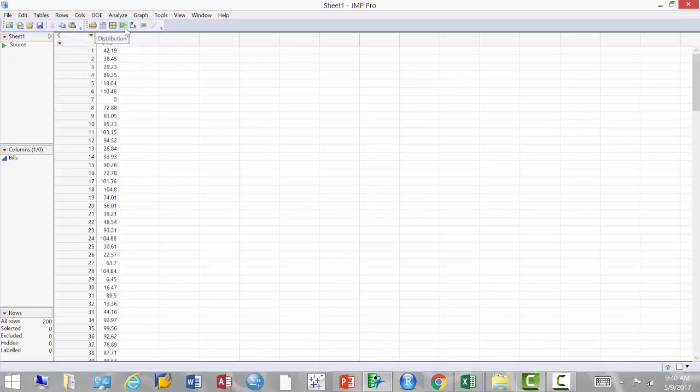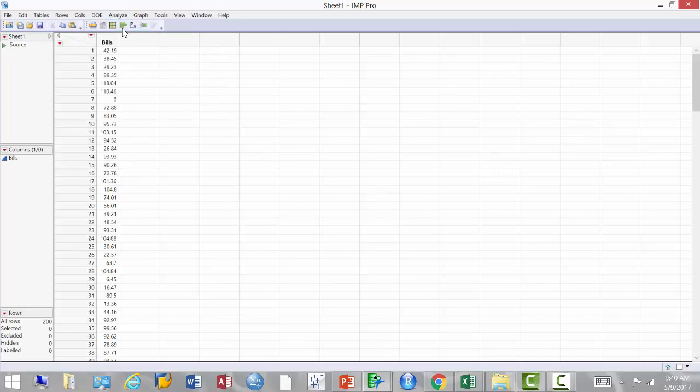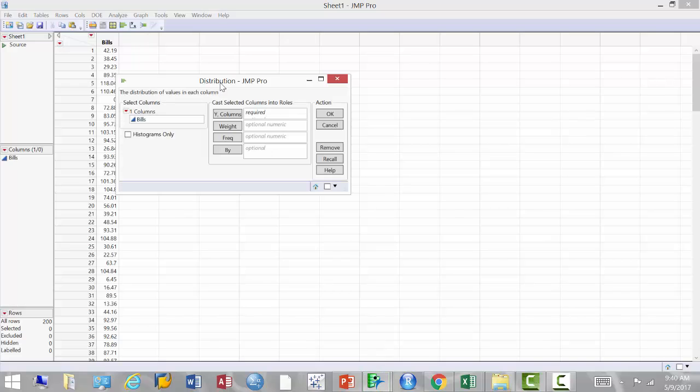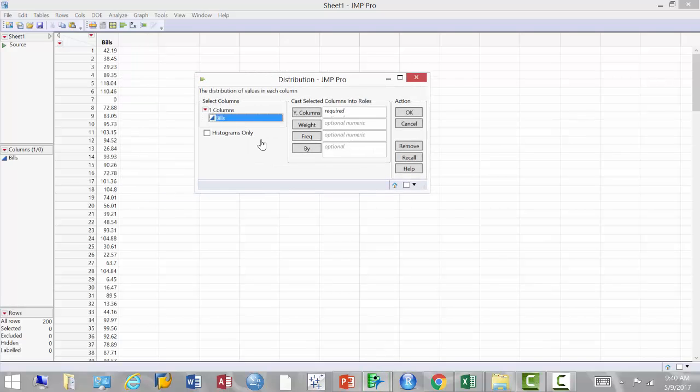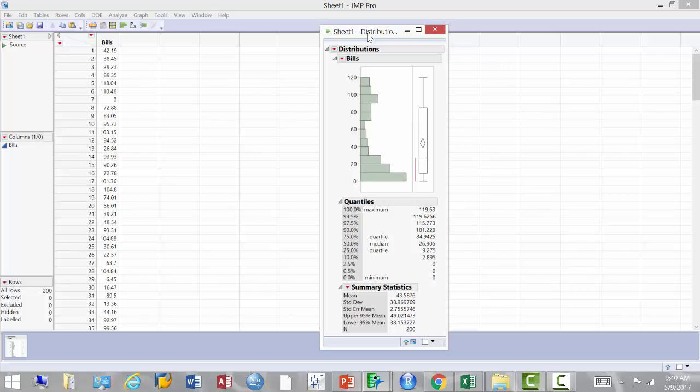So now I'm going to plot the distribution of the variable Bills. I just click on that button or go to Analyze, Distribution. It does the same thing, right? So here's the shortcut. And the only thing that I can see is a column called Bills. I just click right there where it says Y, Columns, moving it into the working area, right? And then I click OK. And here is the histogram for me, ladies and gentlemen.